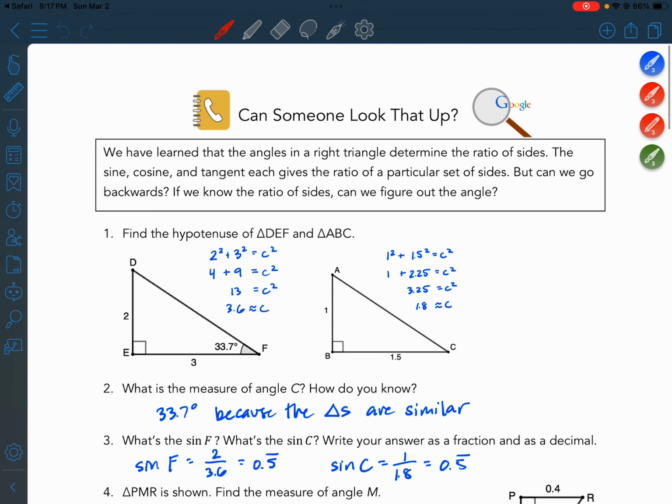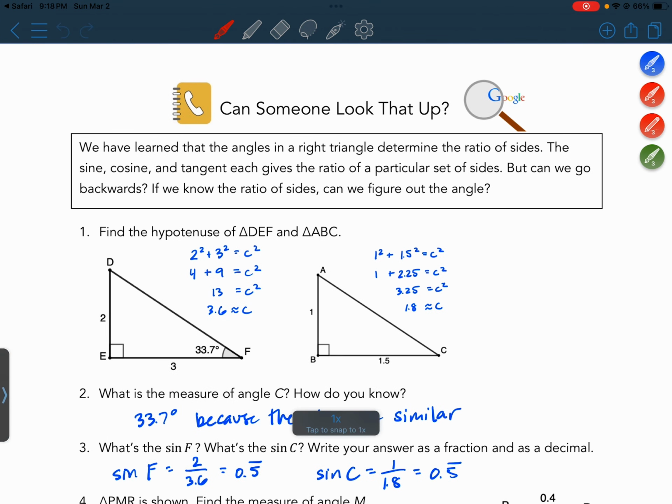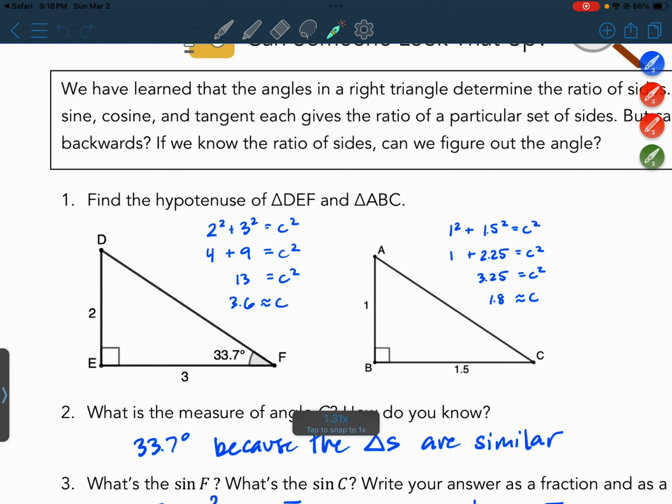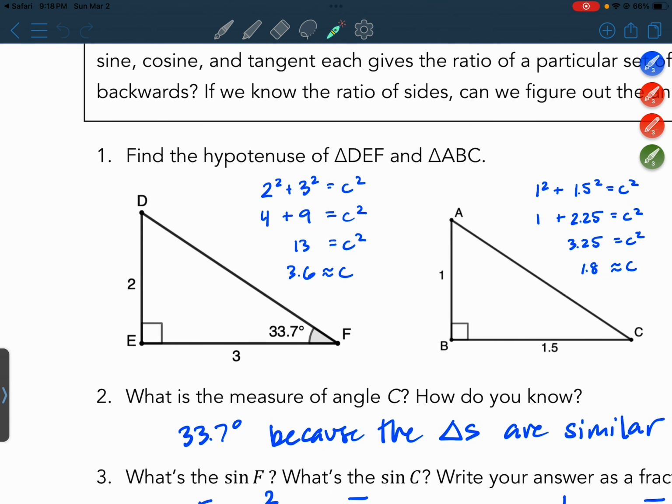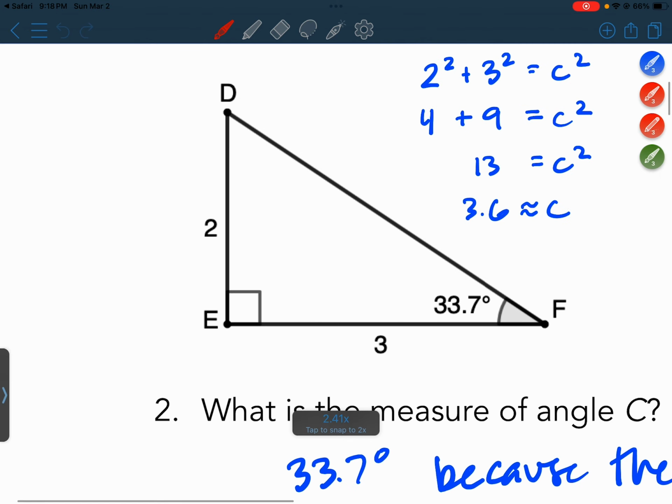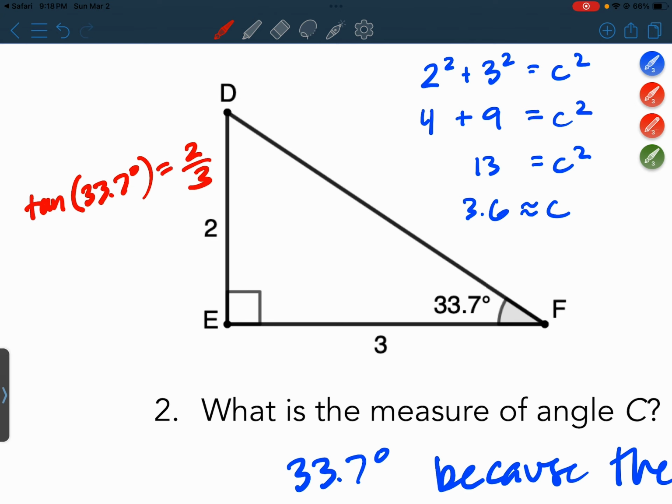Okay, so you've been working for 20 minutes. Let's go over the front page of this activity. So question number 1, we can use the Pythagorean formula to find the missing side. But something I want to highlight here in this first triangle is that for this particular angle, we have the opposite and the adjacent side, which means that we know its tangent ratio. So we could say the tangent ratio for a 33.7 degree triangle is 2/3.